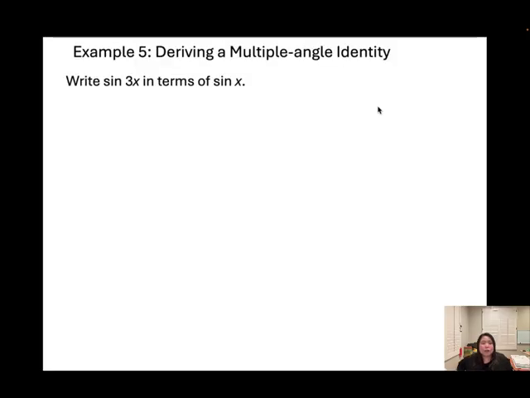Okay, example 5. Write sine 3x in terms of sine x. So we're going to break it down, 3x equals 2x plus x here. And then we're going to use the sine sum identity.